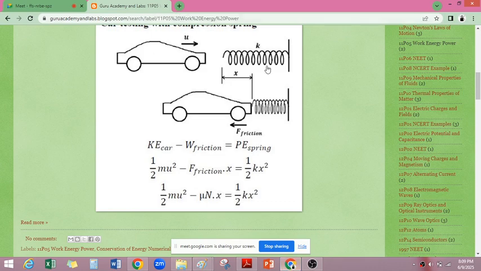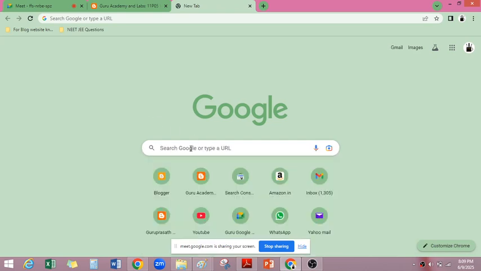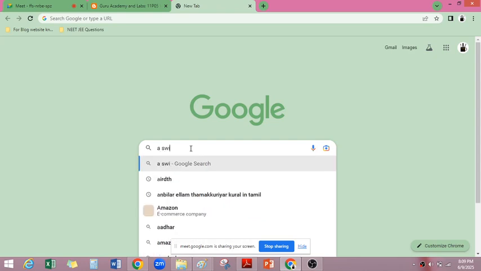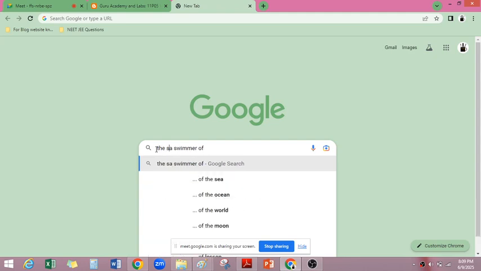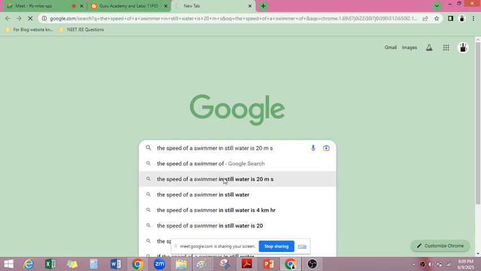But this explanation is very easy for me to understand the concept. Can you read the first sentence in the question? The speed of a swimmer in still water is 20 meters per second. The speed of a swimmer, right? The speed of a swimmer in still water is 20 meters per second.